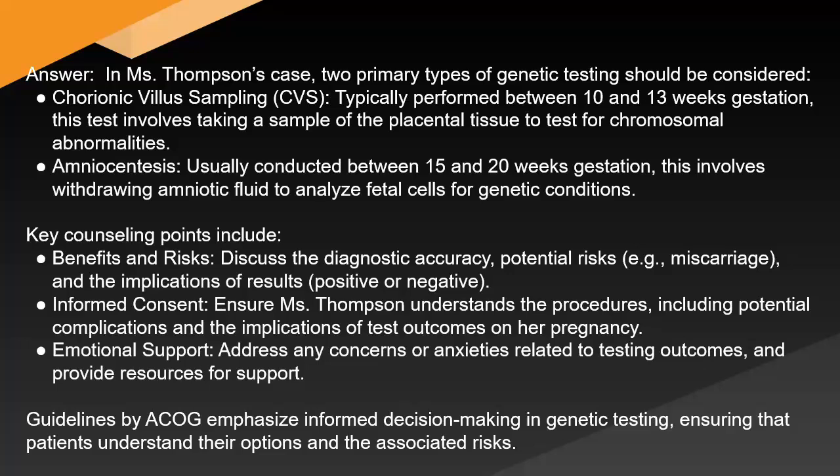Benefits and risks: discuss the diagnostic accuracy, potential risks, e.g., miscarriage, and the implications of results, positive or negative. Informed consent: ensure Ms. Thompson understands the procedures, including potential complications and the implications of test outcomes on her pregnancy. Emotional support: address any concerns or anxieties related to testing outcomes and provide resources for support. Guidelines by ACOG emphasize informed decision-making in genetic testing, ensuring that patients understand their options and the associated risks.